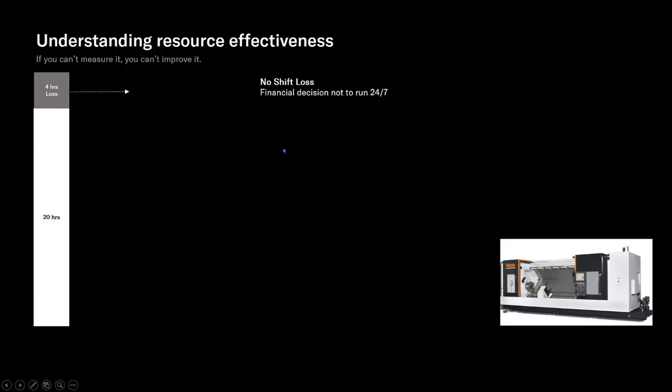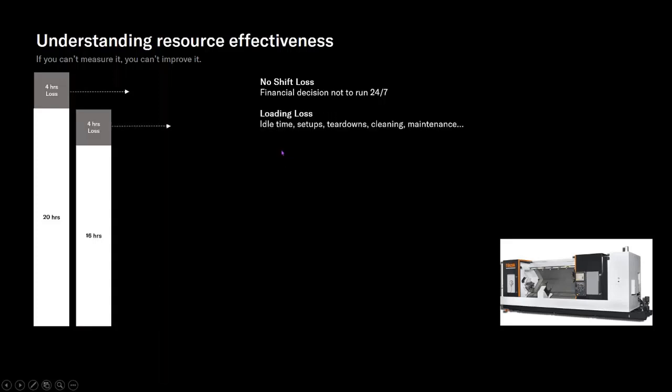The first loss is a loading loss. And you have to consider the machine being left in idle, requires maintenance, or even the setups and teardowns. All of these times are times when the machine is not producing. In my case, I've lost an additional 4 hours.